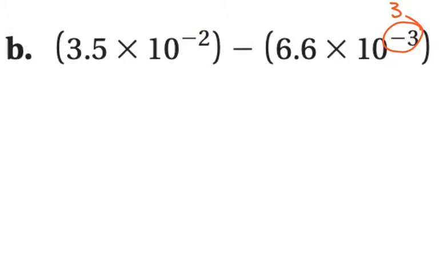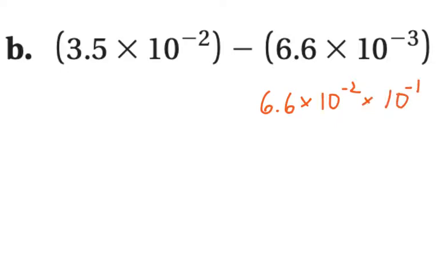So we're going to use that one, and we're going to rewrite that one to help us out. And the reason I picked that one is because I can break the -3 up into two separate powers so that one of them is a -2. Here's what will happen with that. What I can do is take 6.6 times 10 to the -2nd times 10 to the -1st. And that'll still represent the same thing.